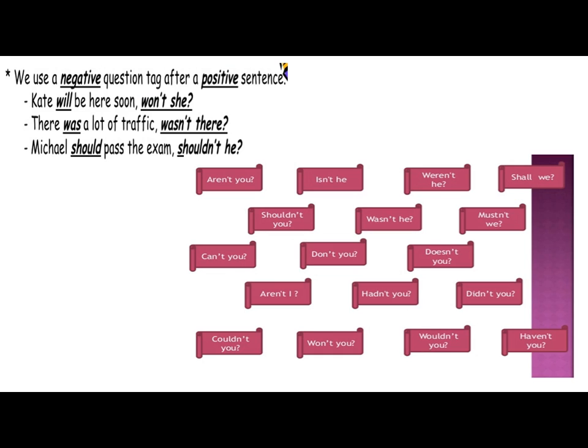We use a negative question tag after a positive sentence. Kate will be here soon, won't she? There was a lot of traffic, wasn't there? Michael should pass the exam, shouldn't he? So, these are some positive sentences, but we are using a negative question tag after a positive sentence.